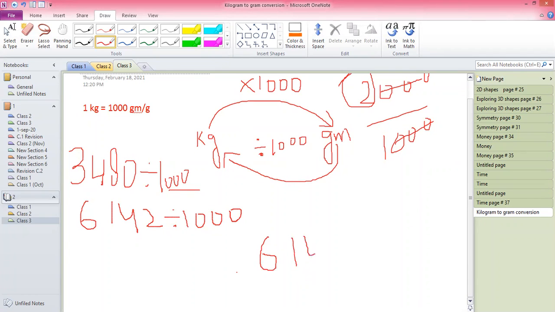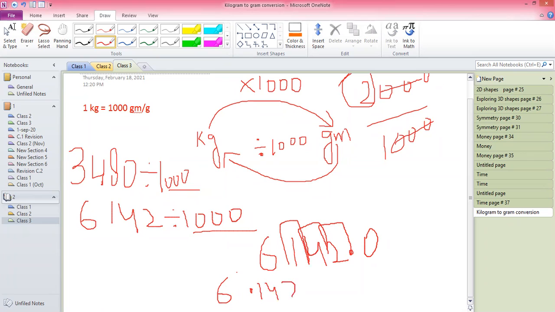You will move the point to the left side. The point is here, 6,142. You are dividing it by 1000. As there are 3 zeros, you will move the point to the left side. One time it will become 614.2. Two times it will become 61.42. Three times it will become 6.142. So this is how, when you divide it by 1000, it will become 6.142 kilogram. This is your answer. Is it clear?